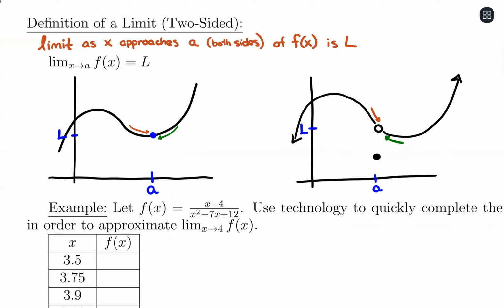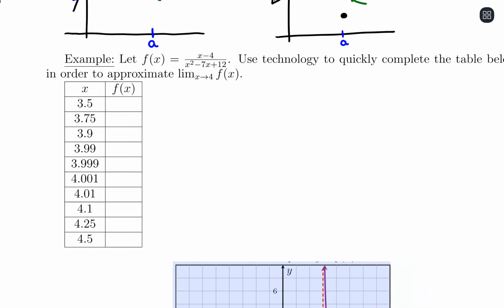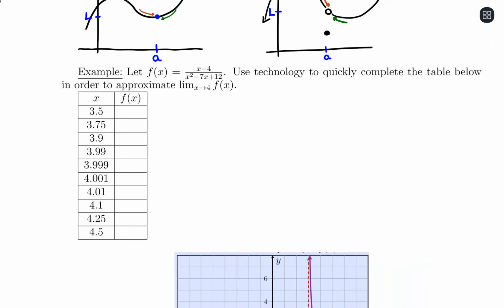So this is the idea of our two-sided limit. It's looking at what the y values are approaching from both the left and right-hand side at some x value of a. So let's take a look at this with a function. We have a rational function here, (x minus 4) over (x squared minus 7x plus 12).